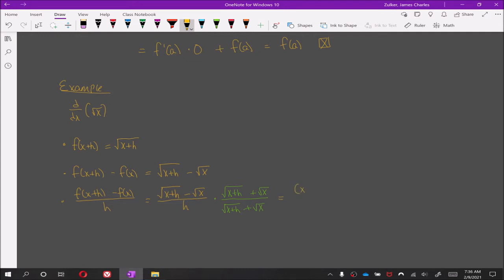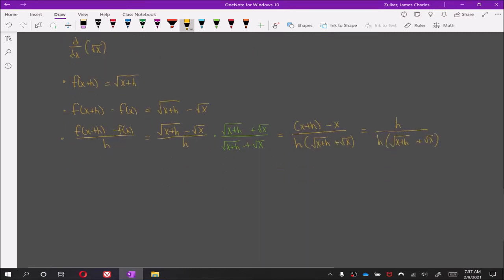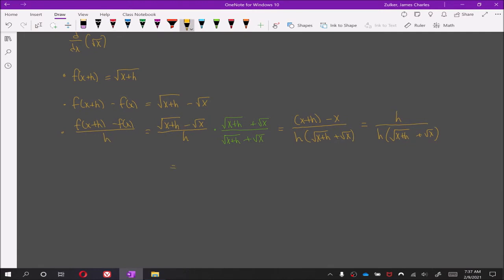Now what we're going to be left with in the numerator is x plus h minus x. In the denominator, we'd be left with h times that square root of x plus h plus square root of x. That numerator can simplify to h, all over that h times the sum. Now those h's drop out, and we are left with 1 over that sum.